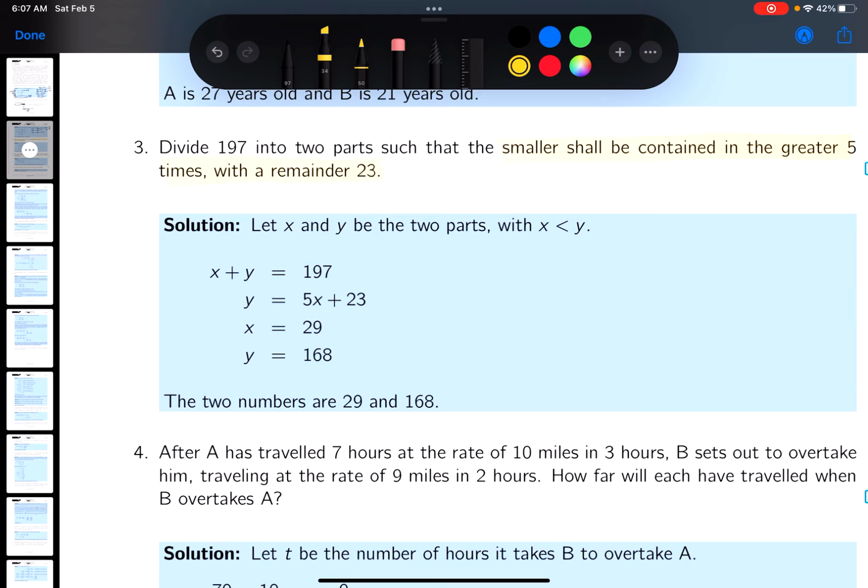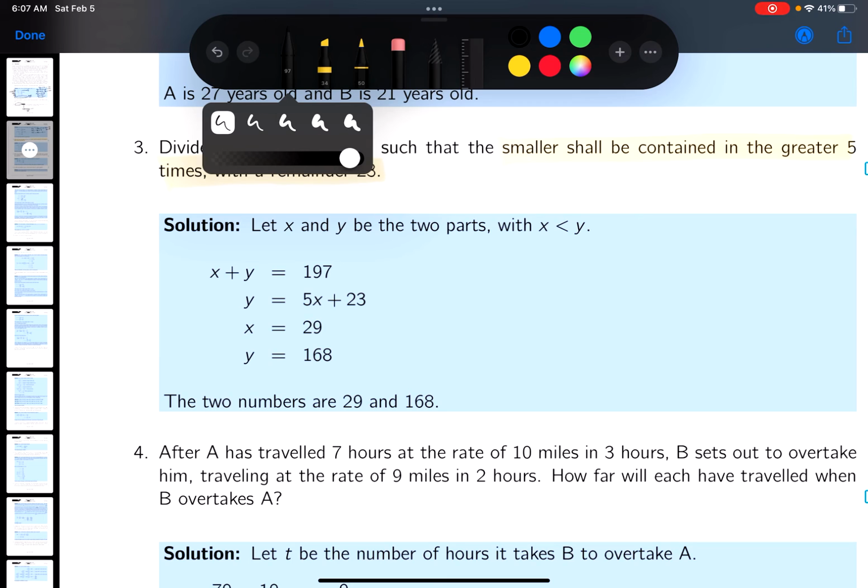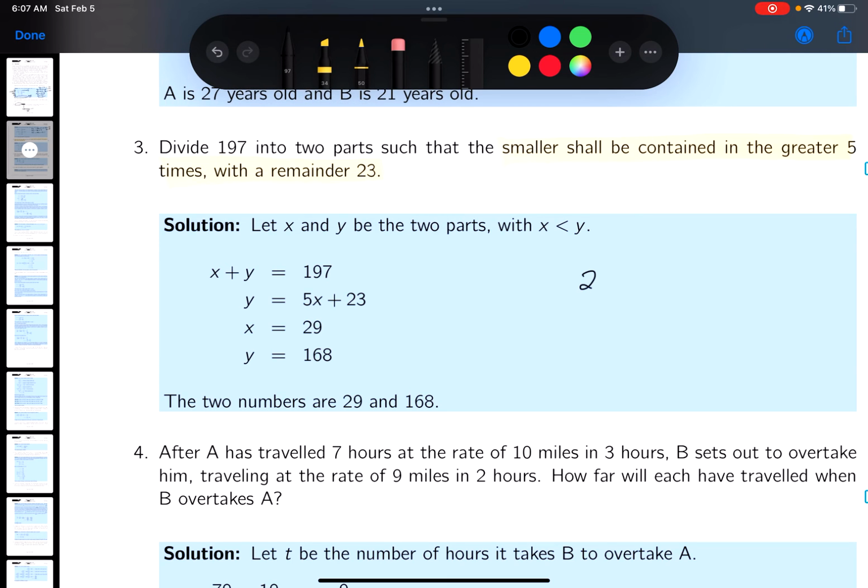And I'm going to write this down now for you. By reading that, you're going to start to appreciate the words more. So it says the smaller is contained in the greater. Well, that sounds like a division problem to me. What's the smaller? 29 is contained in the greater. What's greater? 168.